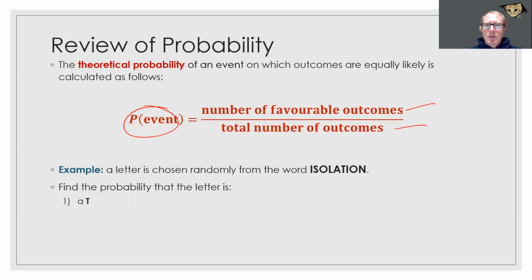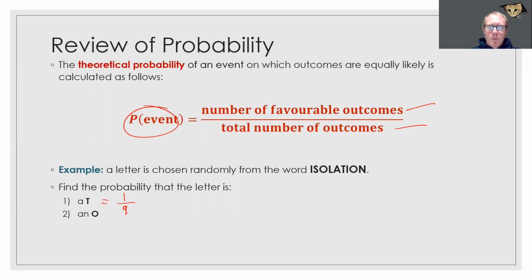Now, first we want to know what's the number of favorable outcomes. So how many T's do I have in this word? And I can see that I have one T out of this. And now what's the probability? What's the total number of outcomes? Well, that's the number of letters. 1, 2, 3, 4, 5, 6, 7, 8, 9. So we've got 1 out of 9 chance of choosing a T.